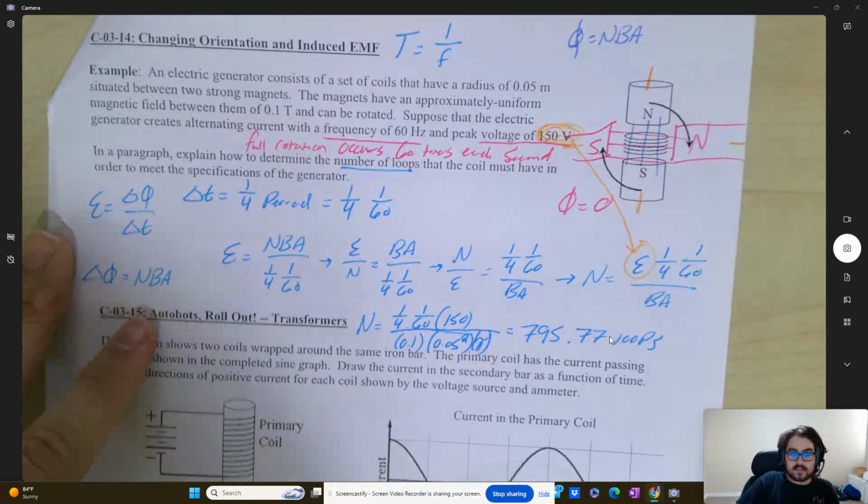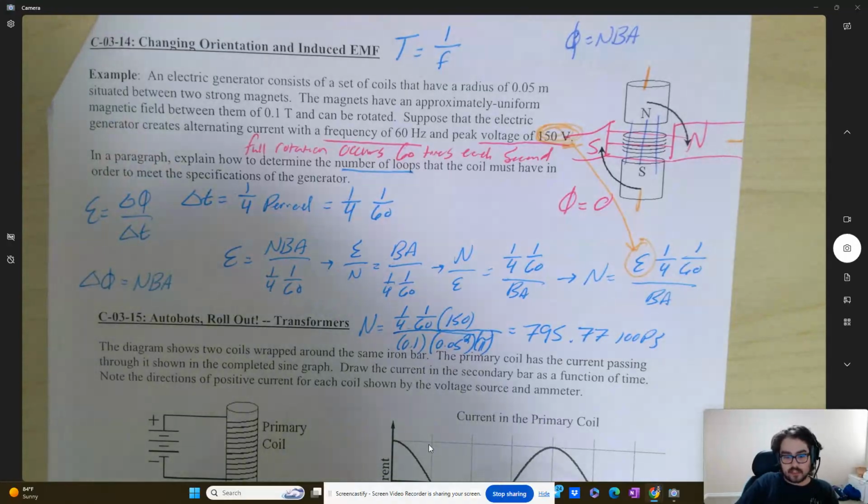Okay, that's it for that section. It's super short, and the next section is also really short too. So have fun.